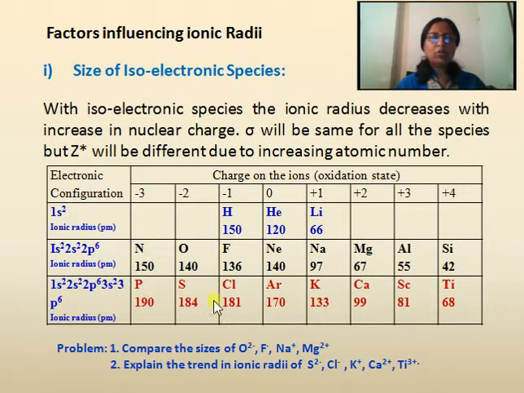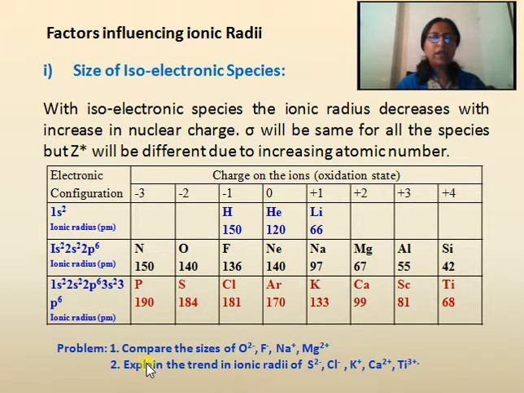They are also isoelectronic: phosphorus in the -3 state, that means P3 minus, S2 minus, Cl minus, then argon 0, potassium +1, calcium +2, scandium +3 and titanium +4 oxidation state. This is their electronic configuration, and Z star will be increasing. So this chart or table is very important for you, because many times questions come from this area.